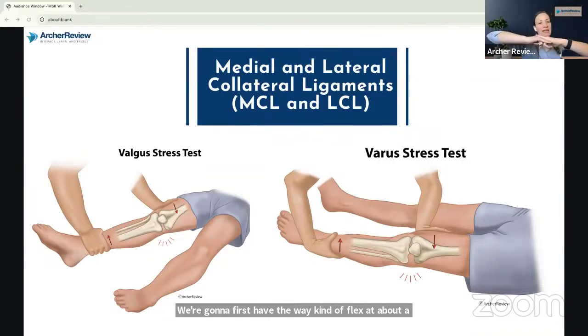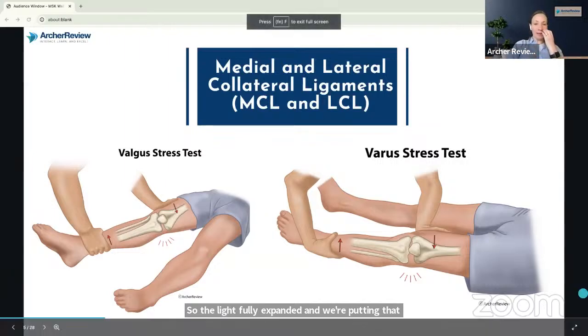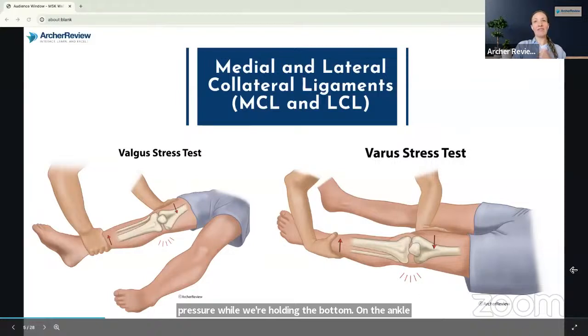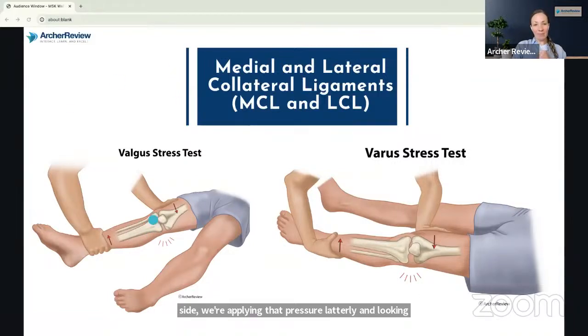And then we're going to do it again at a 0 degree angle, so the leg fully extended. And we're putting that pressure while we're holding the bottom on the ankle side. We're applying that pressure laterally and looking to see, do we have any excessive gapping in that medial side? Okay, that's what we're looking for. A positive valgus stress test or varus stress test is going to be pain or gapping that we see.